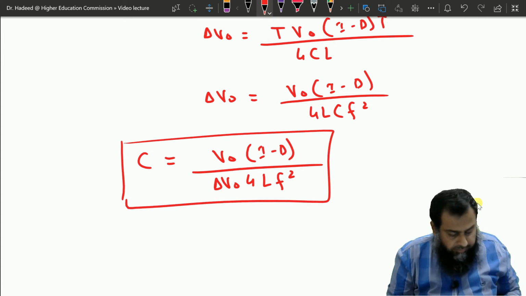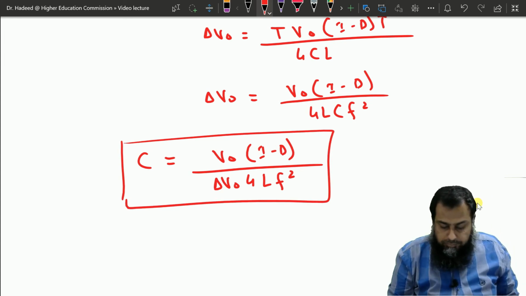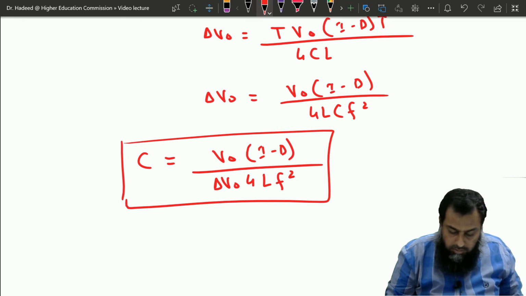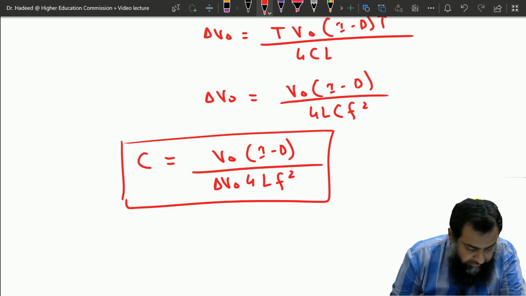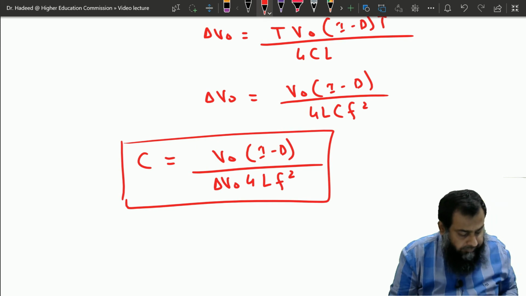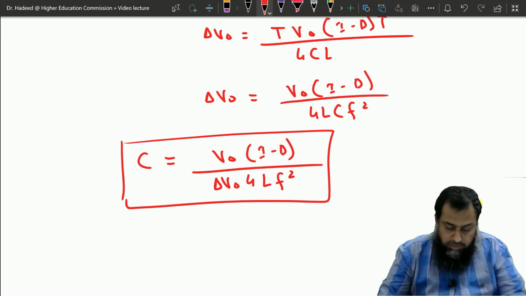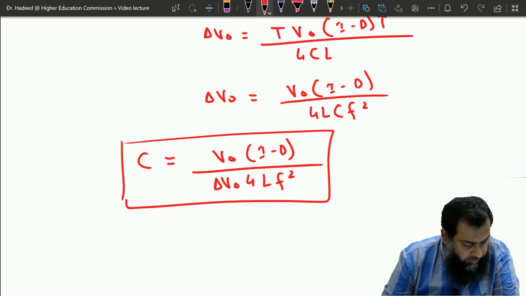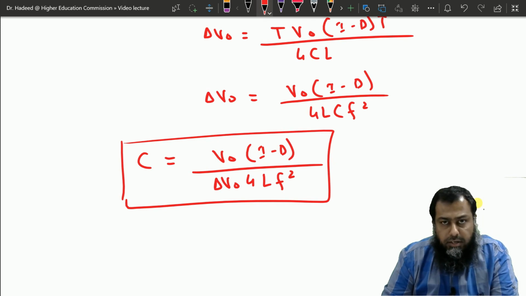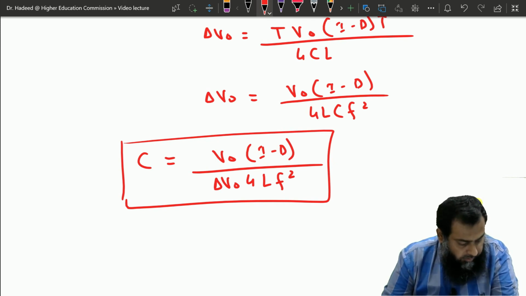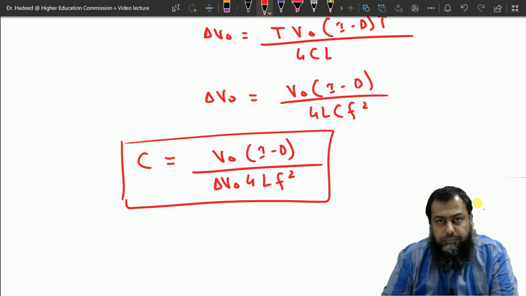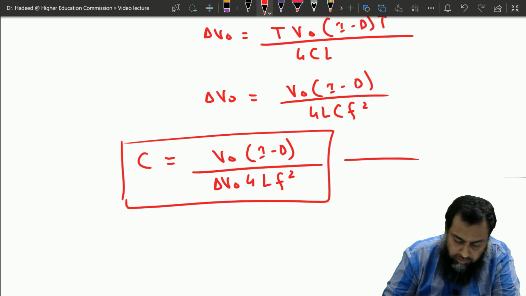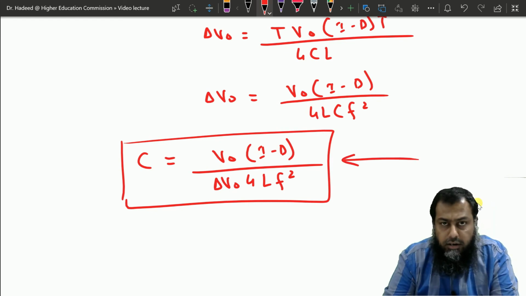This is the value of the capacitance, and this V naught over delta V naught is actually important, because this particular equation is used to calculate the value of the capacitor as a function of the output voltage ripple and the output voltage. Therefore this is much used in designing a given DC to DC buck converter.